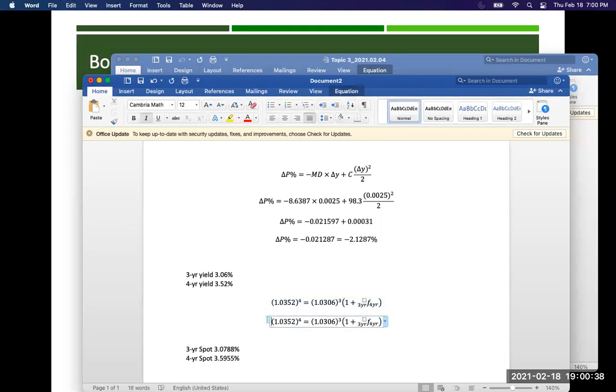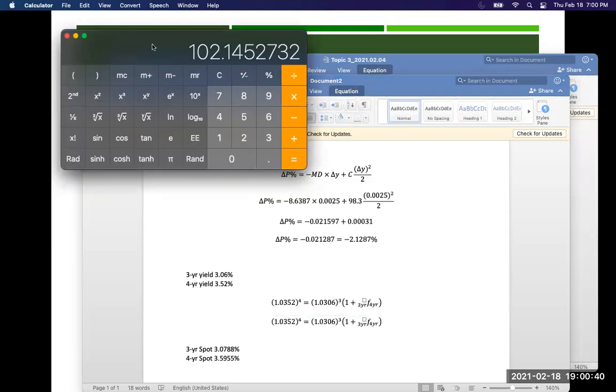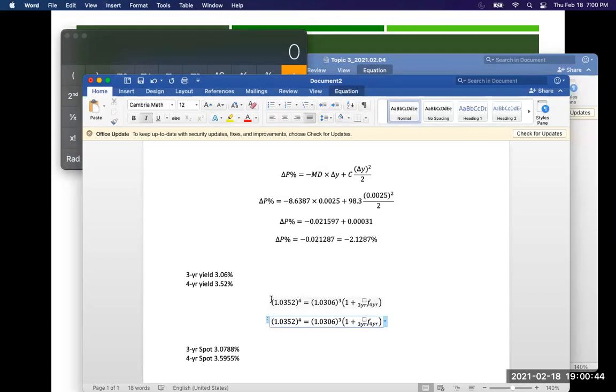Now we need to solve this. That's the fun part. So what I have on the left-hand side here is that 4-year product. On the right-hand side of the equation, I have the 3-year product plus the forward rate that goes from the end of year 3 to the end of year 4. Remember that those two values need to be equal for this to work out. Otherwise, there's an arbitrage opportunity.